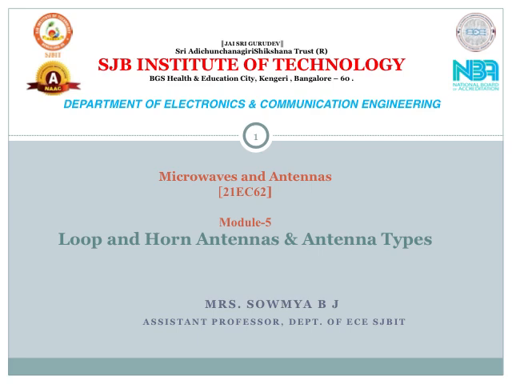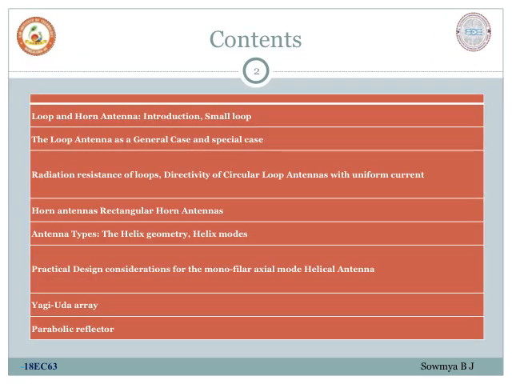In this session, I am discussing the Module 5 topic of microwave and antennas. Module 5 is related to the loop and horn antenna as well as antenna types. These are the topics to be discussed in this Module 5. In this session, I will be discussing horn antennas.